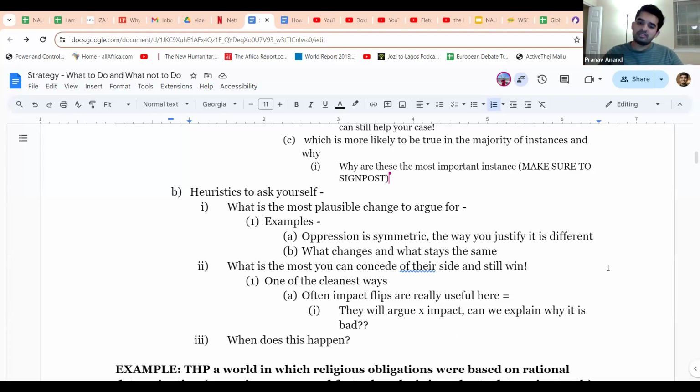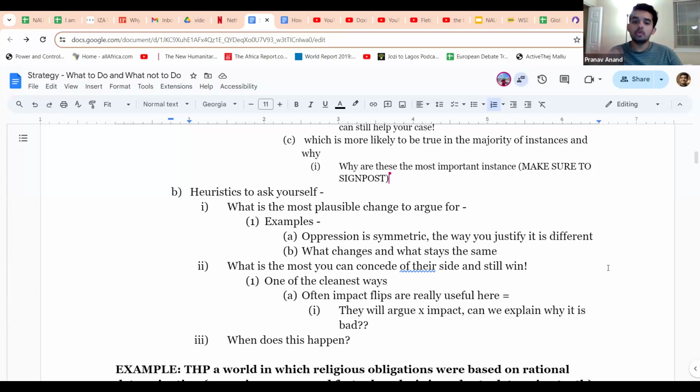A clean way of doing it, for example, is an impact flip. So you could do something like, they may argue for this specific impact, X impact. Can we explain why their impact is actually a bad thing? This is just an example. It may not apply in many scenarios, but the point is to say, you see how this can be very easy to do in a way.